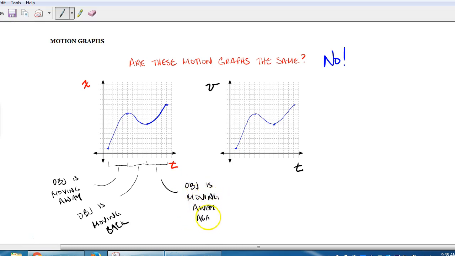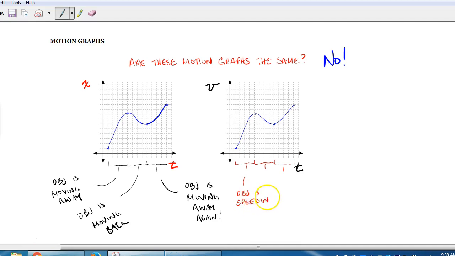Now, how does that compare with the velocity versus time graph that you see on the right? Again, it can be split up into thirds. That's no problem, for the same reason that the other could. But if we're talking about velocities, you can see in the first third that the velocity is going up, and so therefore the object is speeding up.